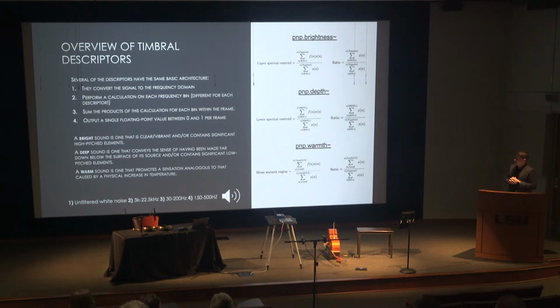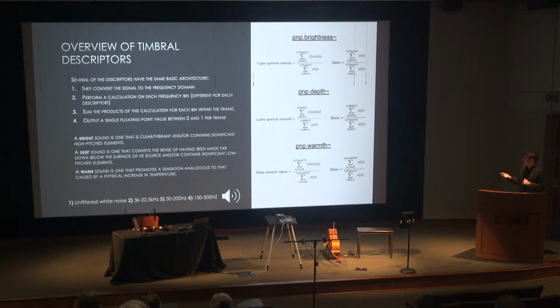So we're checking specifically for where the center of mass is in the high frequency range of the frequency spectrum. Depth does a similar thing, except we calculate the lower spectral centroid. It's the same equation, but between the frequency range of 30 hertz to 200 hertz, so it's much lower. And then warmth.